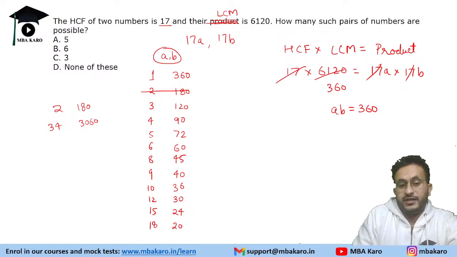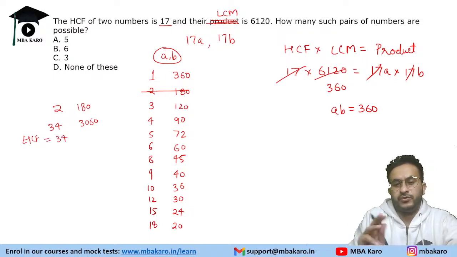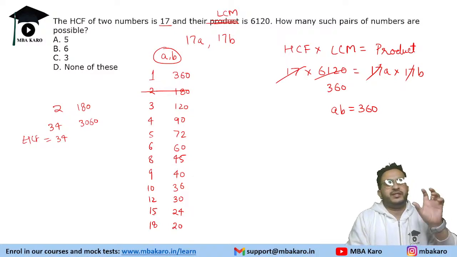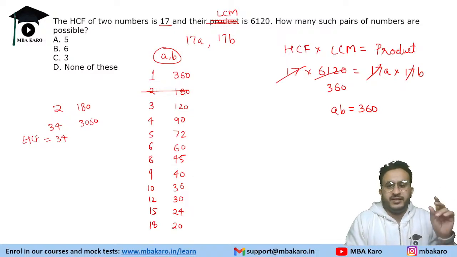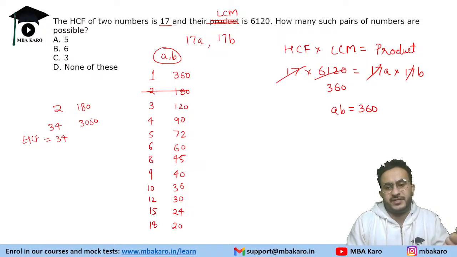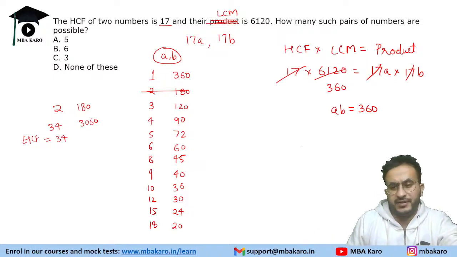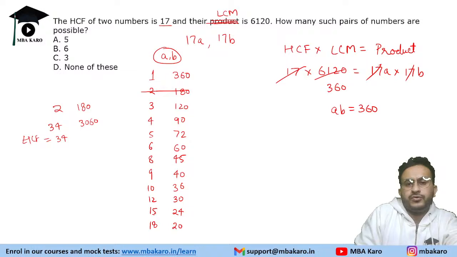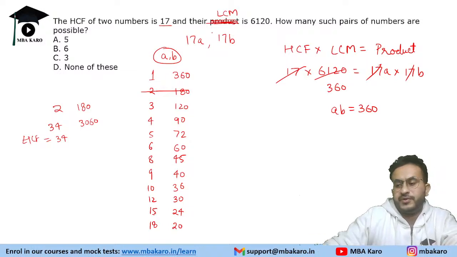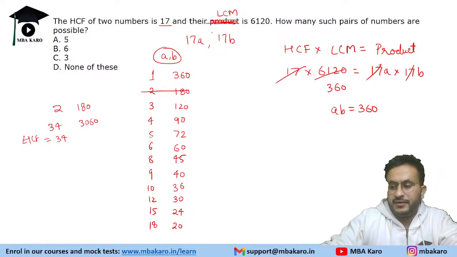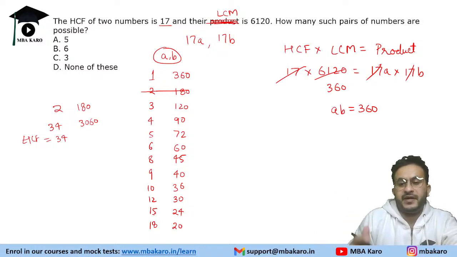Now what will happen is their HCF will no longer be 70. Now HCF of these is 34. So that is not possible. Whenever you have this kind of a question wherein two numbers are given, their HCF is given and their LCM is given, or product would be given, right? So in this case, LCM is given. Sometimes the product of the numbers may also be given. So we find that product, A into B, and then we find co-prime pairs.